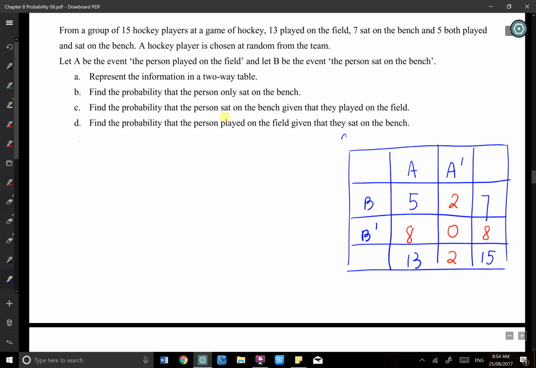So that's A. So B asks to find the probability that the person only sat on the bench. Okay, probability. Only sat on bench is B only. Okay, B intersects A dash, or A dash intersects B, doesn't matter. So that's how you use the notation to do that.